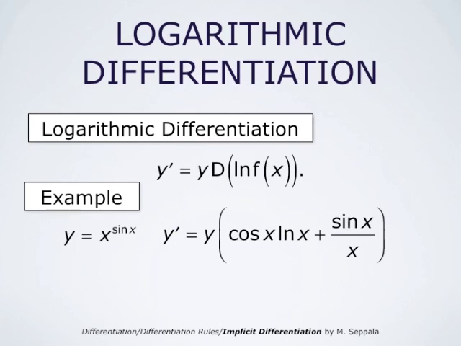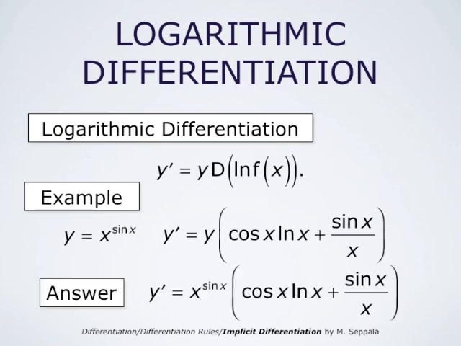So using the logarithmic differentiation rule, y prime equals y times the derivative of log of f of x, we obtained that the derivative of y equals x to the power sine of x is simply y times cos of x ln of x plus sine of x divided by x. We still have to substitute y back into the right hand side of this equation. We get the answer: y prime, that's the derivative of x to the sine of x, equals x to the sine of x times cos of x ln of x plus sine of x divided by x. This was easily obtained by logarithmic differentiation.